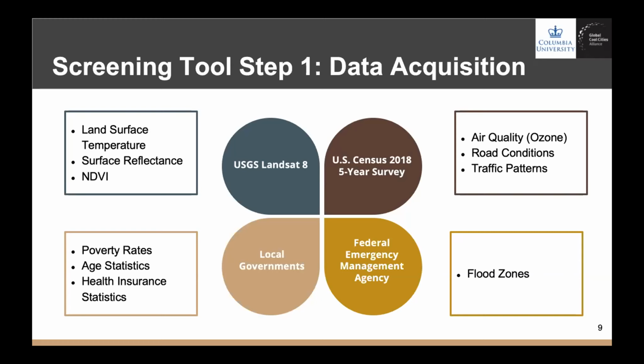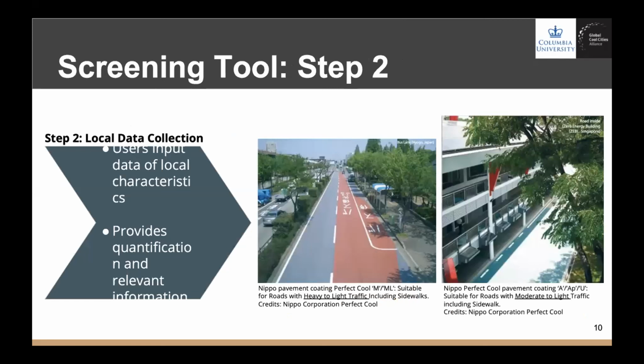For US Census data, the most up-to-date survey data should be used. And for data on social vulnerability to heat, that should be easily obtained from within the local government. The next step for city officials would be to conduct site visits to the highlighted areas in the map to identify specific roads for pavement coatings.